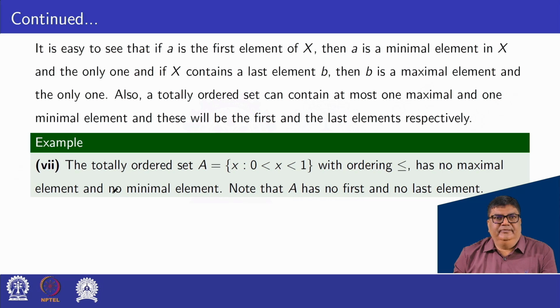For example, the totally ordered set A = {x : 0 < x < 1}, with ordering relation less than or equal to, has no maximal element and no minimal element, noting that A has no first and no last element.